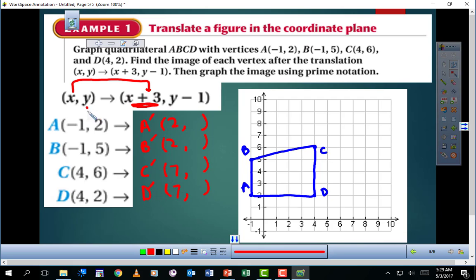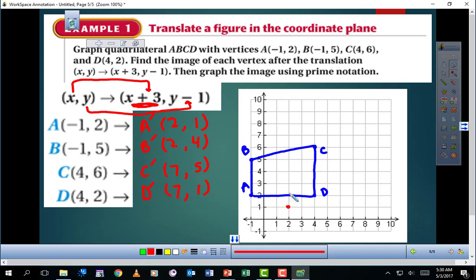And now let's do the y coordinates. The y coordinates say to subtract 1. Well, 2 minus 1 is 1. 5 minus 1 is 4. 6 minus 1 is 5, of course, and 2 minus 1 is 1. Okay, so now what we do is we plot these new points on our graph, and we'll see what happened. Okay, so A prime is at 2, 1. 2, 1, right here.